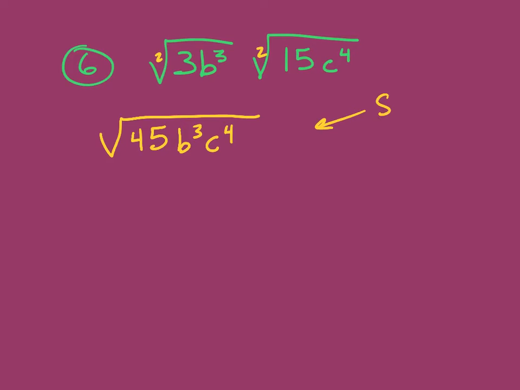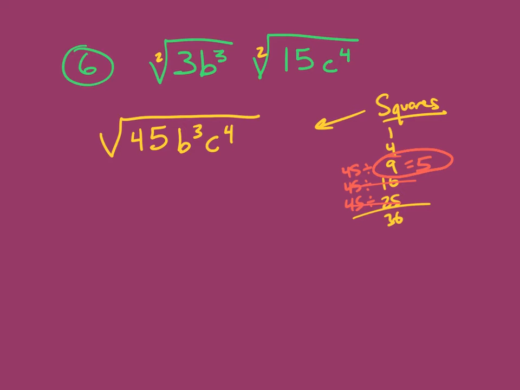Then we're going to simplify by looking for squares. So 1 squared, 2 squared, 3 squared, 4 squared. Start at about half and then work your way up. So half of 45 would be roughly around 25. 45 divided by 25 doesn't work. 45 divided by 16 doesn't work. 45 divided by 9 gives you 5. So we can rewrite the 45 part.